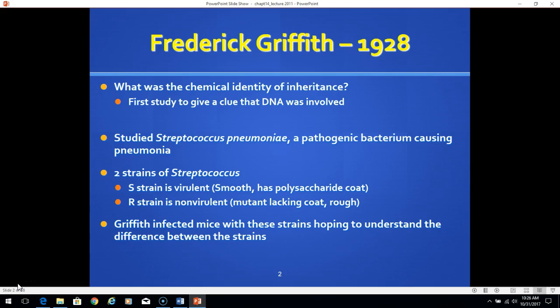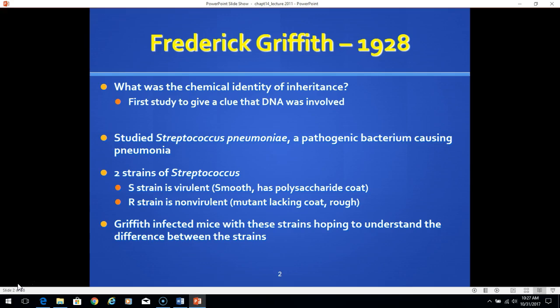So he had 2 strains of Streptococcus. One strain was the smooth strain, which is S. This was the virulent strain. Virulent means able to cause disease. So the reason it was able to cause disease is something that we'll study in microbiology in the 211 class for those of you that need to take that next. It's what we call a capsule.